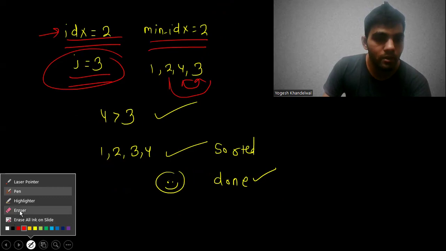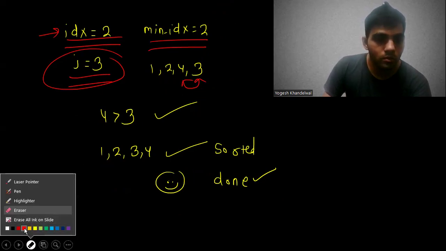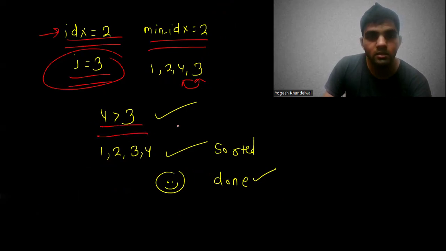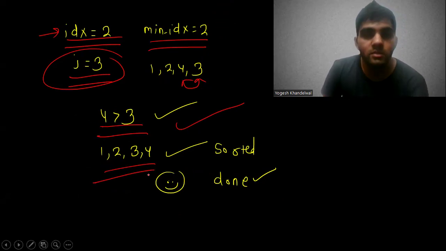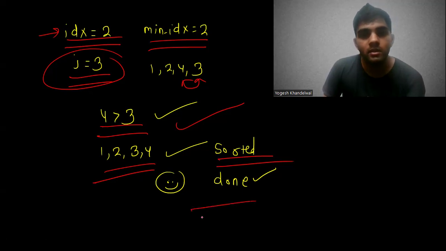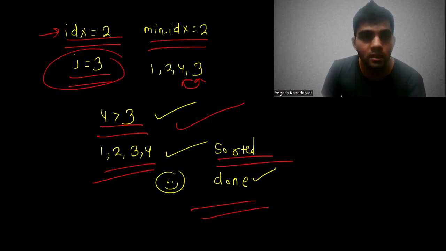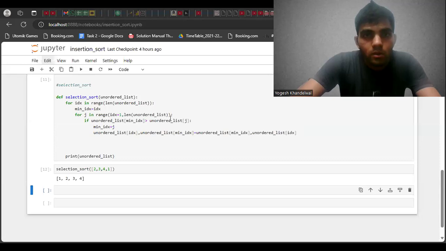If we compare these, 4 is greater than 3, so this is correct. So these two elements will swap and now we get this. Here our list is sorted and we are done. So I hope you understand this algorithm. This is how it works, and next we will see its implementation in Python, whether it is giving us the correct result or not. So let's see.